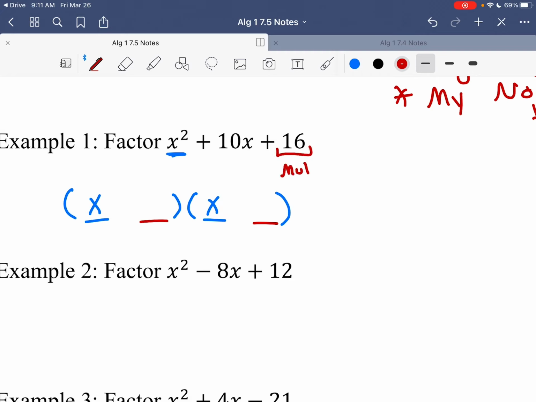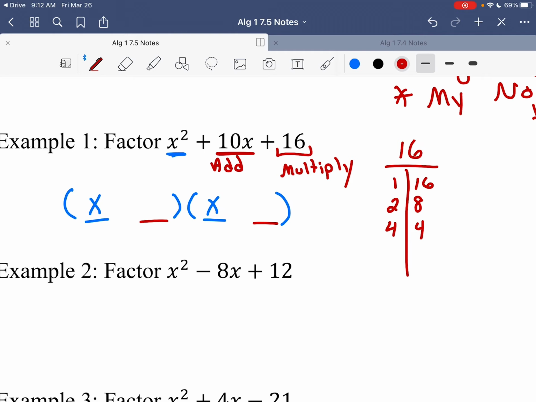So it needs to multiply to give me 16, but it also needs to add to give me that 10, because when I distribute, we'll have those what we call middle terms. It needs to add to 10. So I'm looking for 2 numbers that multiply to give me 16 and that add to 10. If you can't find them, we can always list the numbers that multiply to give me 16. 1 and 16, 2 times 8, 3 and 3 and 4 and 4. They would all have to be positive because this is a positive 16.